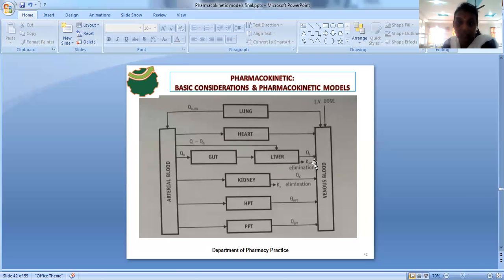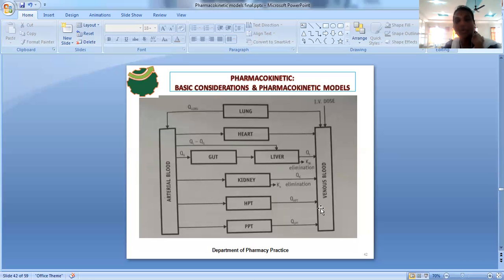That elimination takes place through metabolism, and the blood flow through the liver is the QL they have given. And here they are not mentioning the capital KE, the overall elimination rate constant. Why? That elimination rate constant is only with respect to renal excretion or urinary excretion, that is indicated here. That's why KE, the small e, indicates the urinary excretion rate constant, where QK is nothing but blood flow to the kidney, and then blood flow to the highly perfused tissue and blood flow to the poorly perfused tissue.